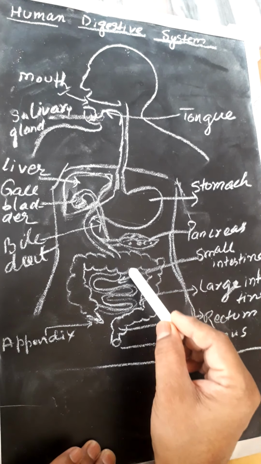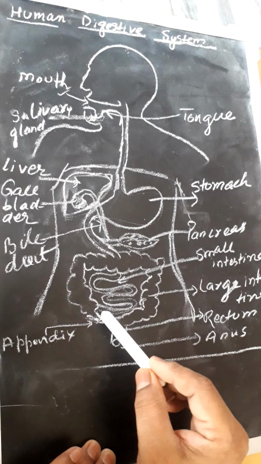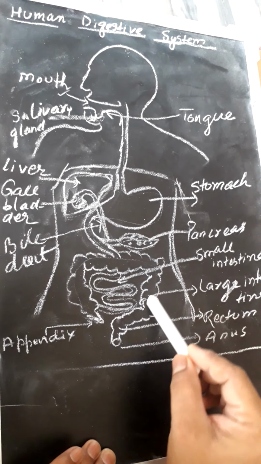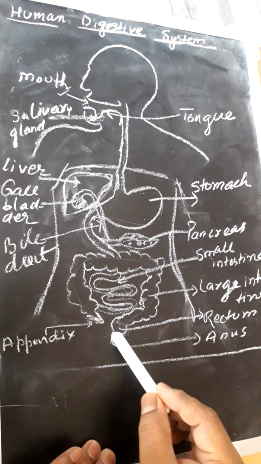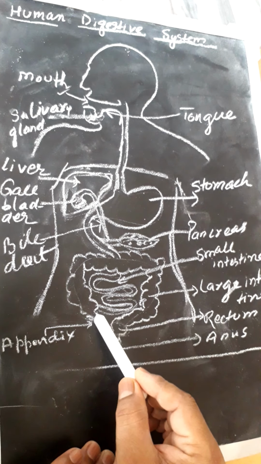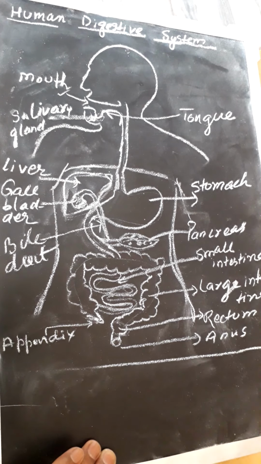Now this is the small intestine, large intestine, this is the rectum, and finally the anus. Here this is the appendix. Now we will see how food is digested.